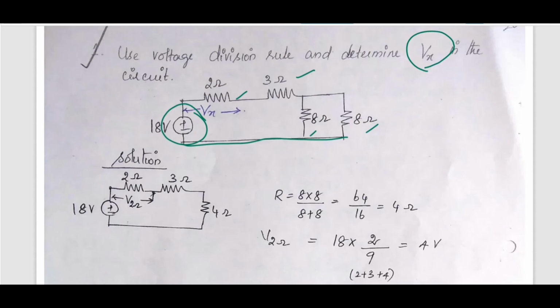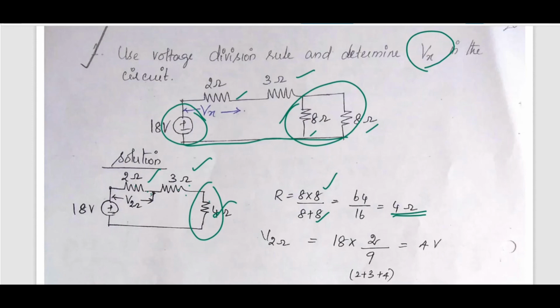So try to find the series parallel combination. Starting from the 8 ohms connected in parallel. So 2 resistors connected in parallel, 8 into 8 by 8 plus 8. So the answer is 4. Now make an equivalent, answer 4. Then again 2 ohm, 3 ohm are connected in series. Fine. So all the three are connected in series. No nodal point. 2 ohm, 3 ohm, 4 ohm all are connected in series now.